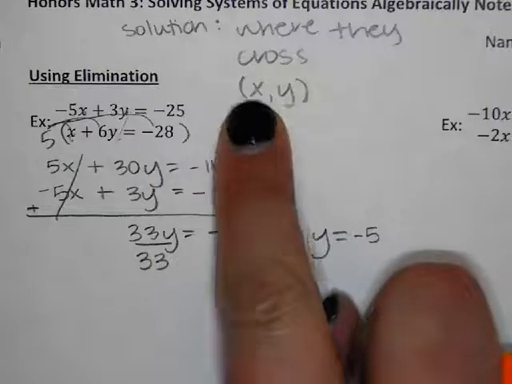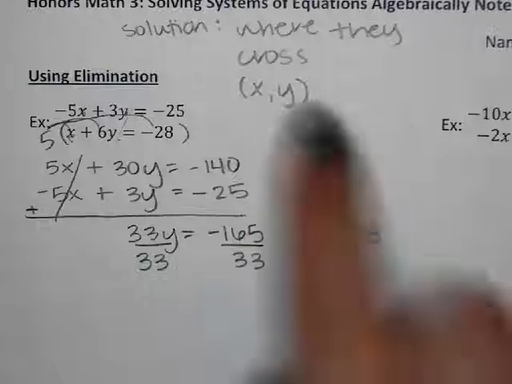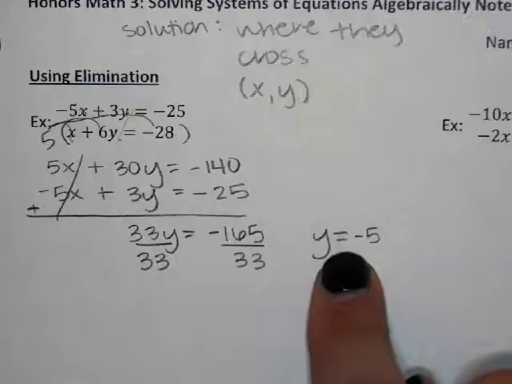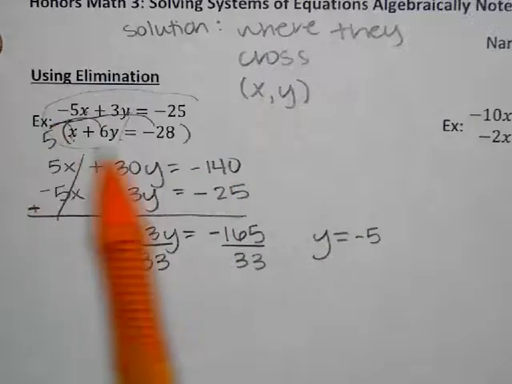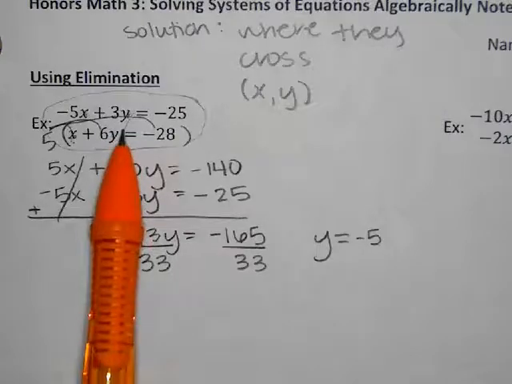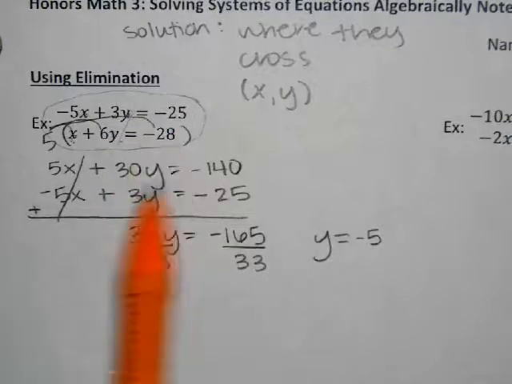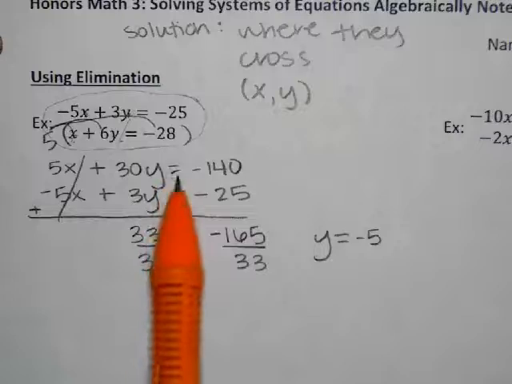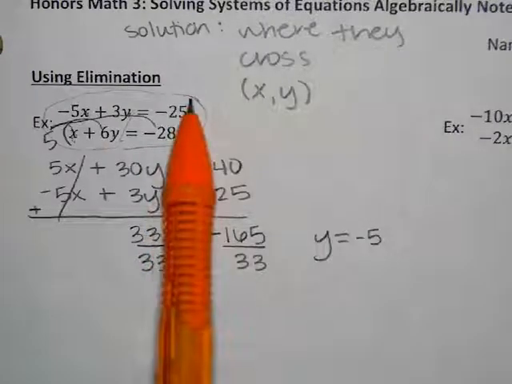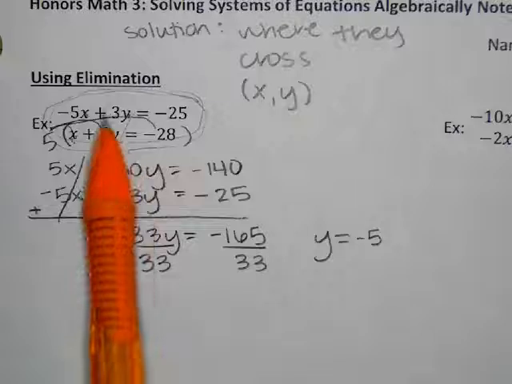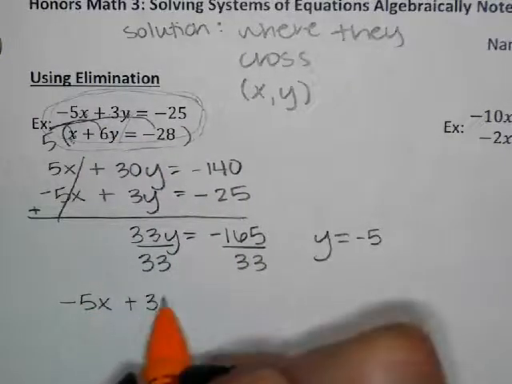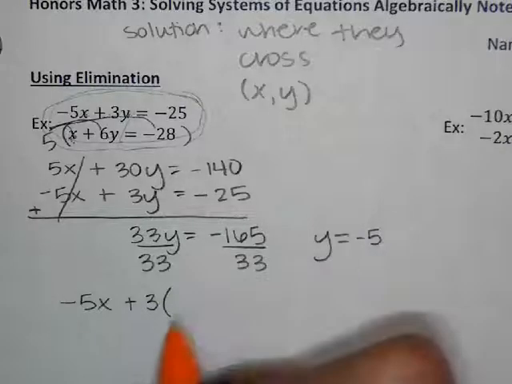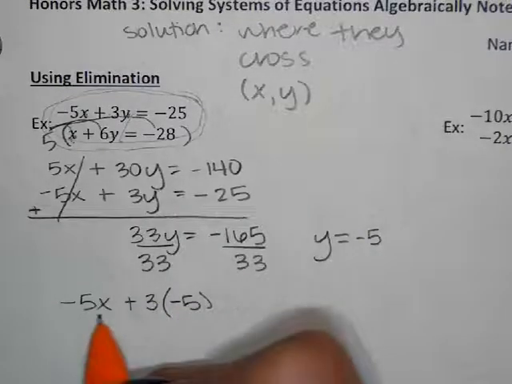So if I have the y, does anyone remember how we get the x? Yeah. So we go back to the original. We pick one of these. It doesn't matter which one. You just pick one of the ones that you like. Now you could plug it into the one that you fixed, but those numbers got big, so I probably don't want to do that. So I'm going to pick one of these. Which one do you guys want? The top line or the bottom? The top one? Okay. So negative 5x plus 3 times the y that I got, and the y that I got was negative 5. So negative 5x plus 3 times the y that I got equals negative 25.